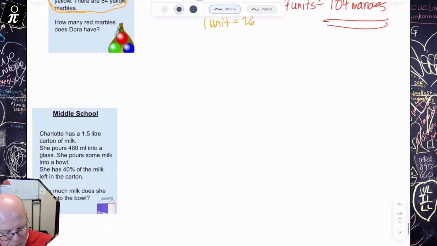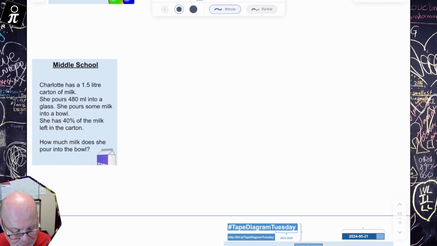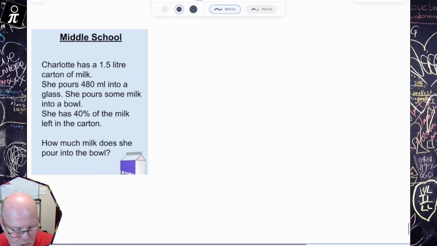All right. So now we're going to go to the middle school problem. It says Charlotte has a 1.5 liter carton of milk. She pours 480 milliliters into a glass. She pours some milk into a bowl. She has 40% of the milk left in the carton. How much milk does she pour in the bowl?